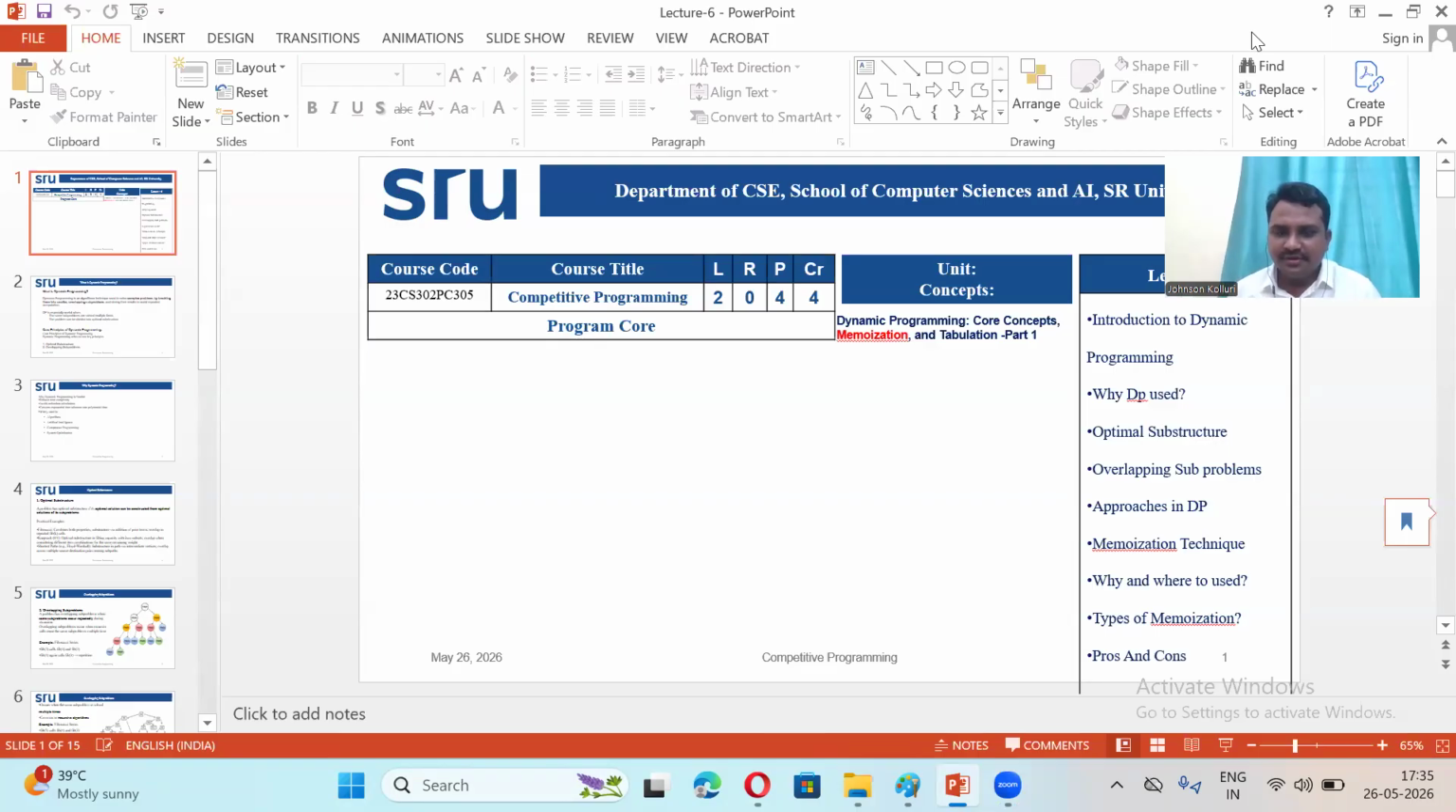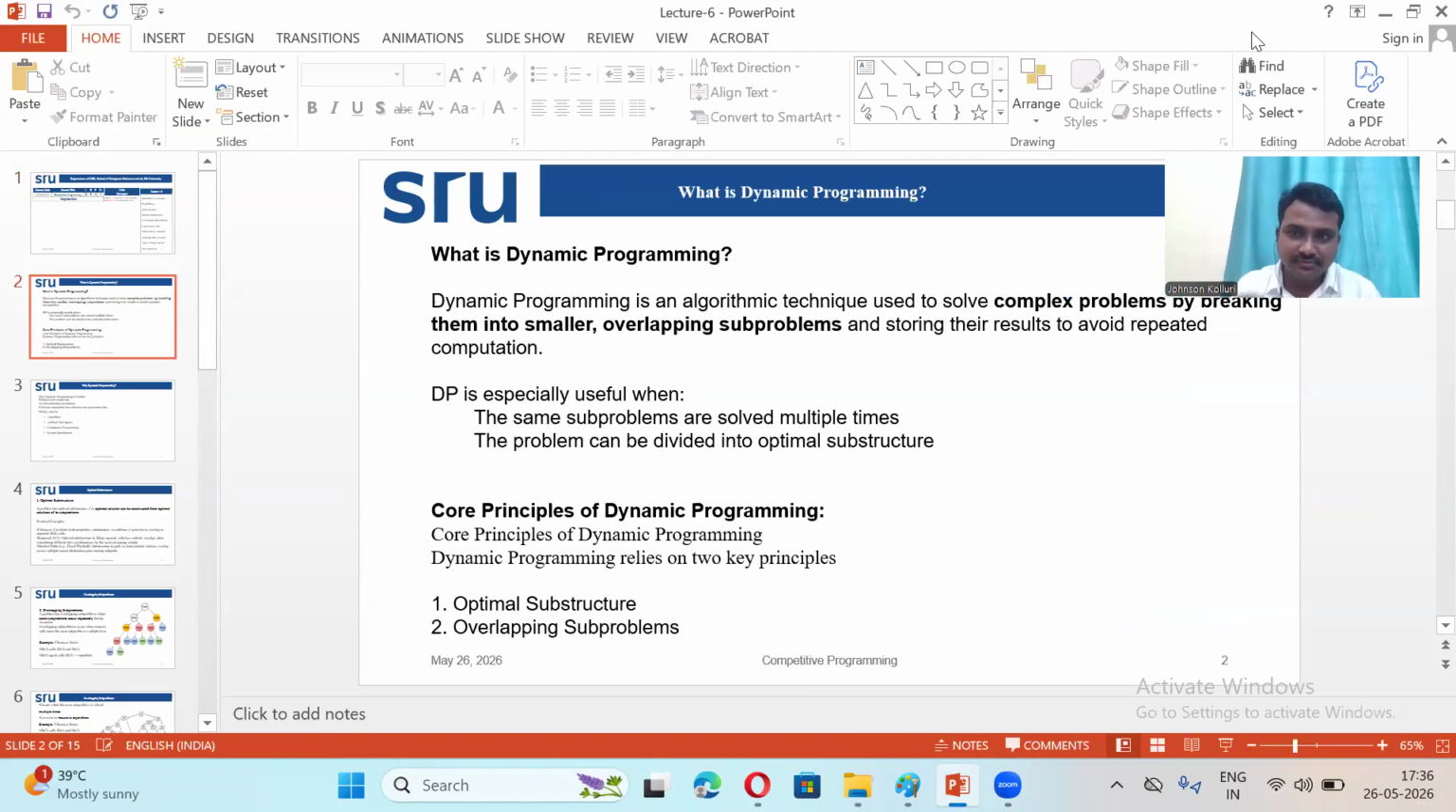Dear students, today's topic is dynamic programming core concepts. In that, we need to discuss two methods: memoization and tabulation. Then before going to the memoization and tabulation methods, first we'll discuss dynamic programming.